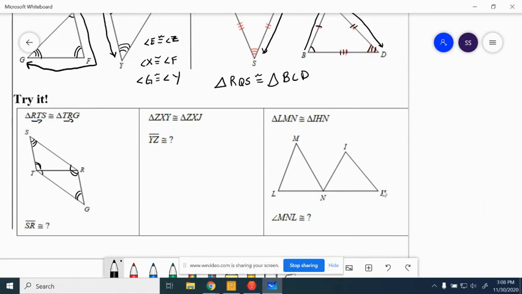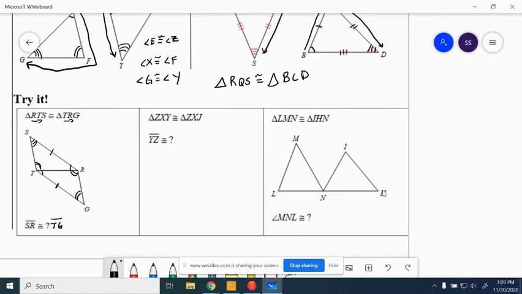And what are we looking for here? We've got the segment SR is congruent to, well, SR is over here, and that is in between the single arc and the triple arc. Okay, so that must mean that the congruent segment must be over here at TG. Okay, all right, moving on.